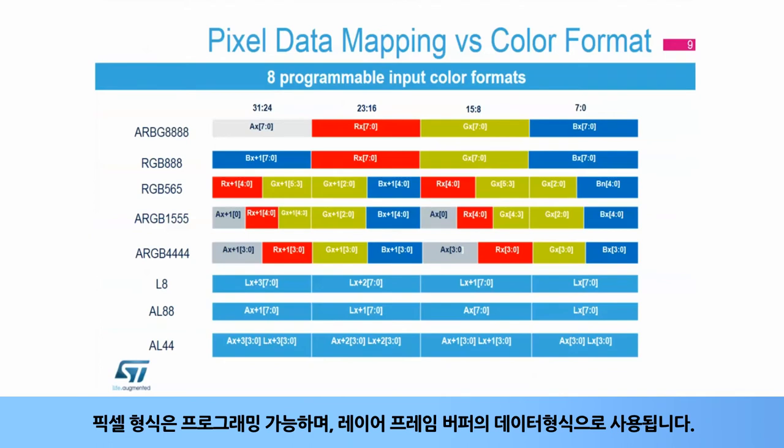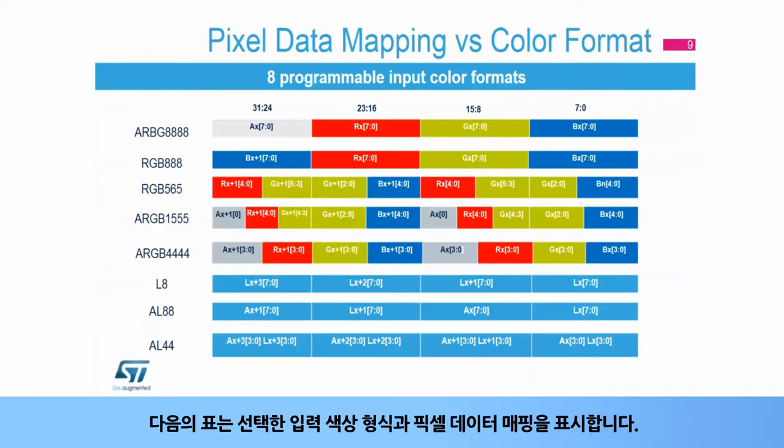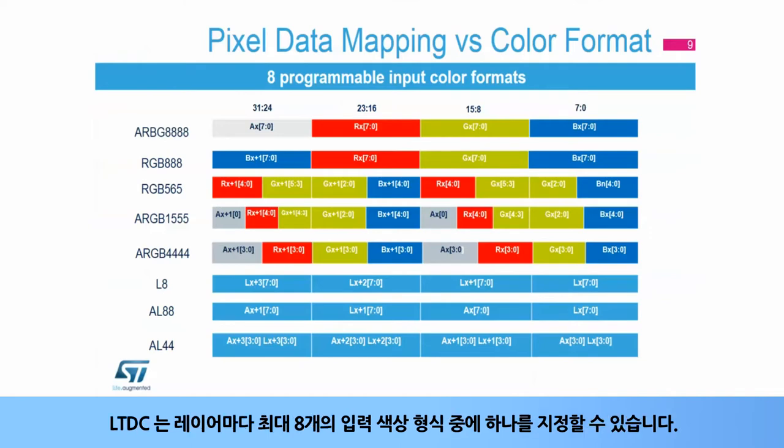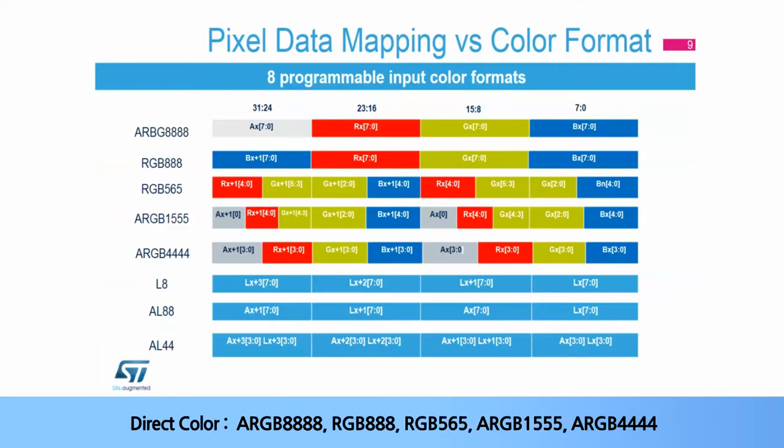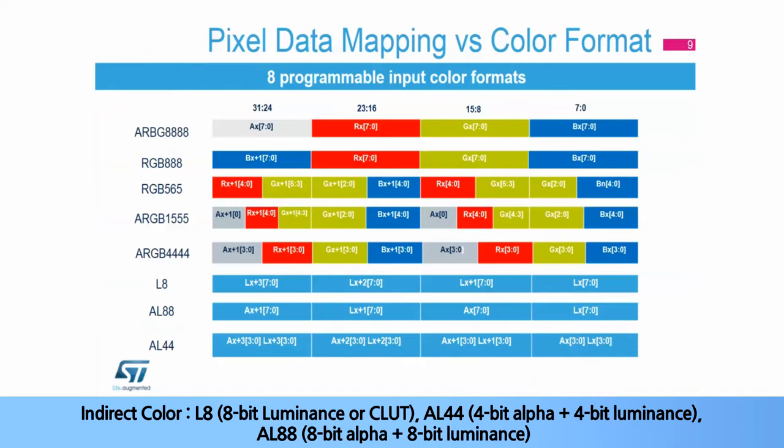The programmable pixel format is used for the data stored in the frame buffer of a layer. This table describes the pixel data mapping versus the selected input color format. The LTDC can be configured with up to 8 programmable input color formats per layer. Direct color: ARGB8888, RGB8888, RGB565, ARGB1555, ARGB4444. Indirect color: L8, 8-bit luminance or CLUT, AL44, 4-bit alpha and 4-bit luminance, and AL88, 8-bit alpha and 8-bit luminance.